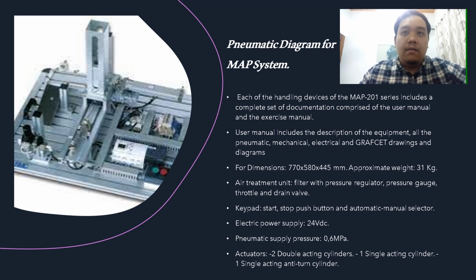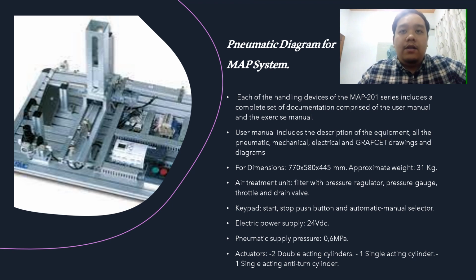So I'm going to present about the pneumatic diagram for the MAP system. Each of the handling devices of the MAP 201 series includes a complete set of documentation comprised of the user manual and the exercise manual. The user manual includes the description of the equipment, all the pneumatics, mechanical, electrical, and graph set drawings and diagrams. Thus, this is the inclusion of what the MAP 201 series has.